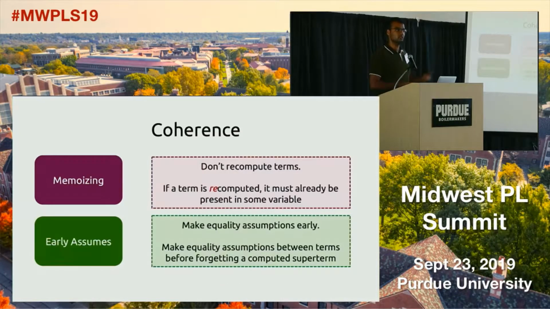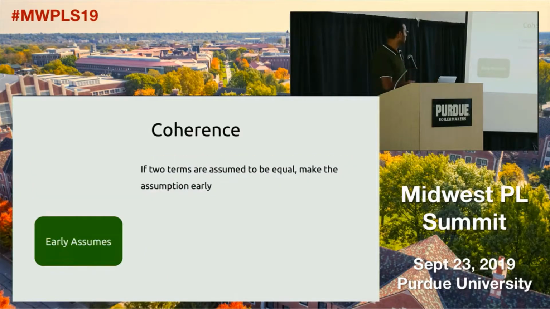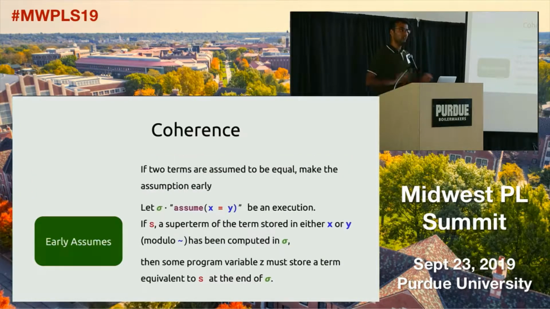Let's look at the second constraint, early assumes. It says the following. If you have a prefix of the execution of the form sigma followed by an assume of equality, x equal to y, then let's say there is a term s, which is a super term of the term stored in x or y. And if that term has been computed by the execution so far, then it must be the case that this term s is already present in some variable again. So in short, if you see an equality assume, it must be early enough, so that no super terms are computed.